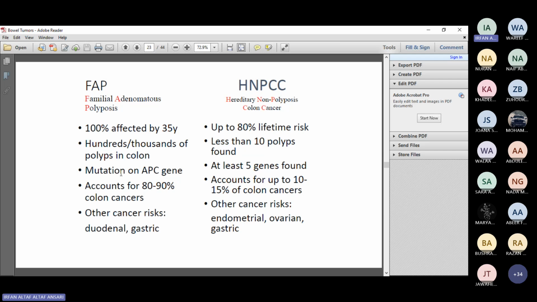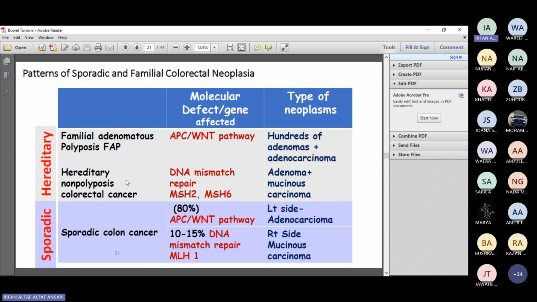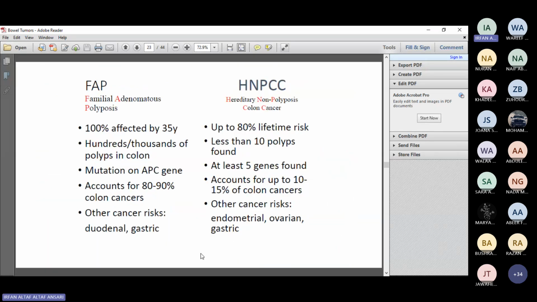So FAP, you have mutation in the APC gene, and there are like 5 genes which you know over here: MSH2, MSH6 if it is hereditary, MLH1 if it is sporadic. FAP is involved in 1 to 2% of colon cancer. HNPCC is involved in 10 to 15% of the cancer. Other cancer risk, you have duodenal and gastric. You have here other organs: ovarian, endometrial, and gastric.